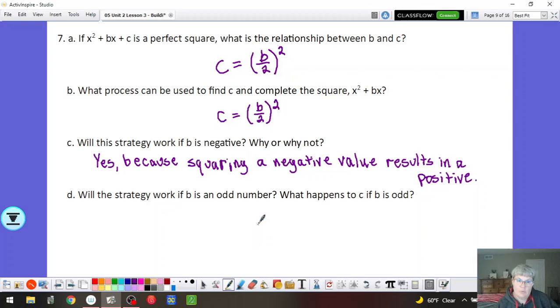Will the strategy work if b is an odd number, like 3, 5, 7? Well, if I did 3 over 2, I'd still have 3 over 2, or 1.5. And I can square 3 over 2, and I can square 1.5. It's just that my result will be a decimal or a fraction.